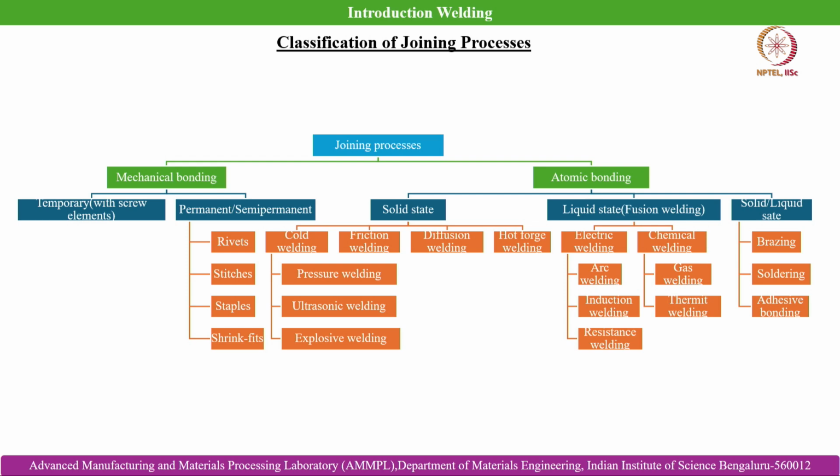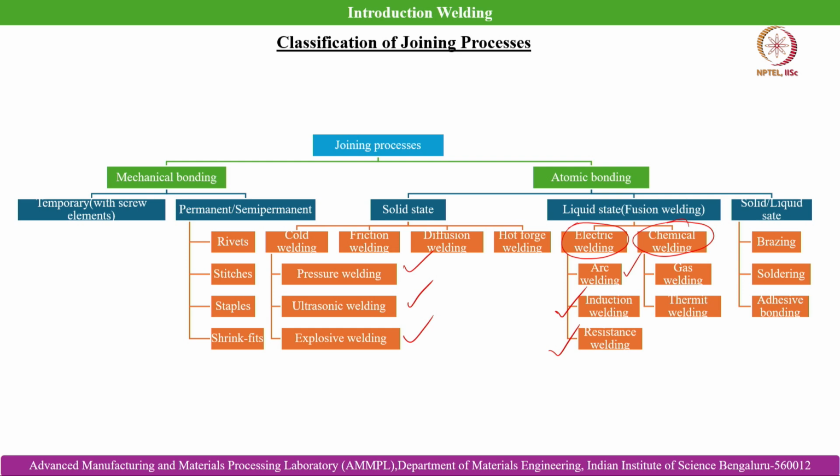Then they can be further classified or grouped into several welding processes. If we start with solid state welding processes, they can be further classified as cold welding, friction welding, diffusion welding and hot forge welding. Cold welding can be further classified as pressure welding, ultrasonic welding and explosive welding. Fusion welding can be classified based on the heat source: when we are using a chemical heat source, we call it chemical fusion welding, and when we are using electric current, we call it electric welding, which can be further classified as arc welding, induction welding and resistance welding, based on the nature and type of electricity we are using.